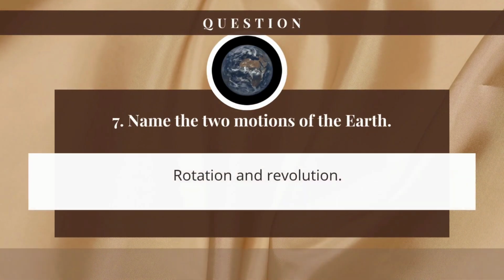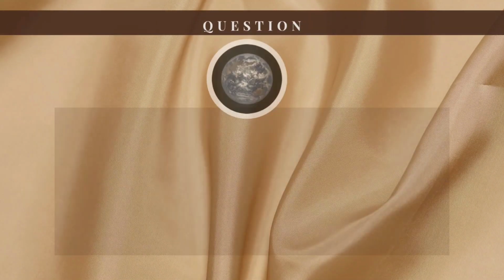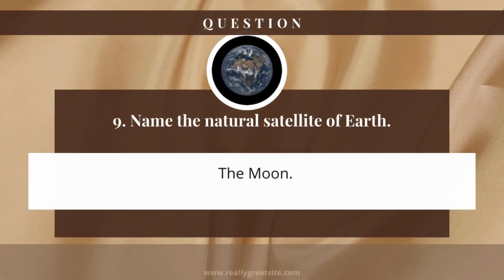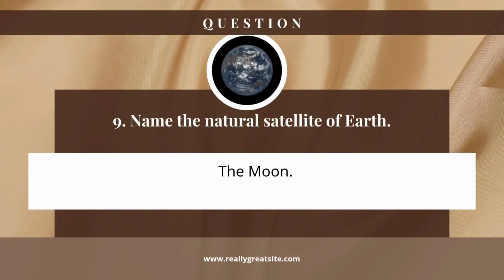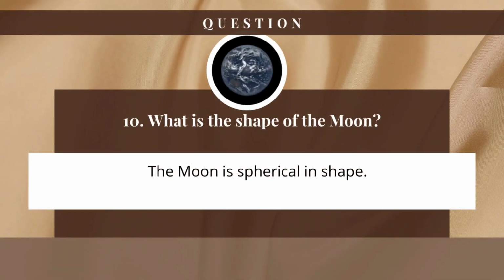7. Name the two motions of the Earth. Answer. Rotation and revolution. 8. What is a leap year? Answer. A year with 366 days, occurring every 4 years. 9. Name the natural satellite of Earth. Answer. The Moon. 10. What is the shape of the Moon? Answer. The Moon is spherical in shape.